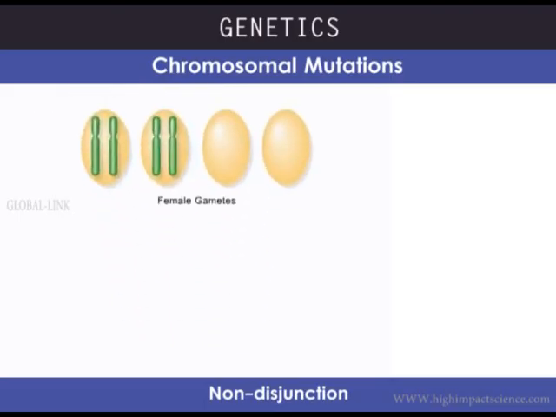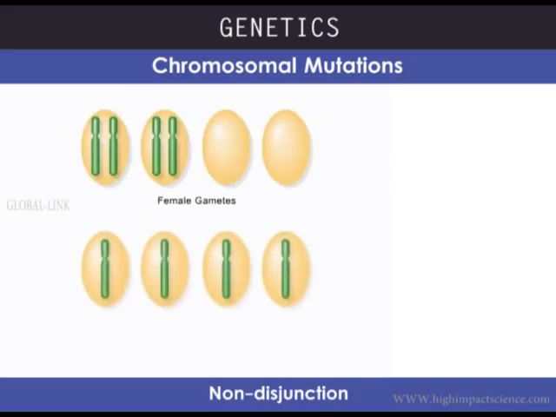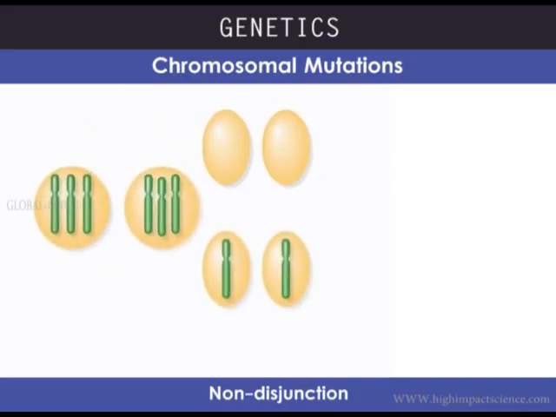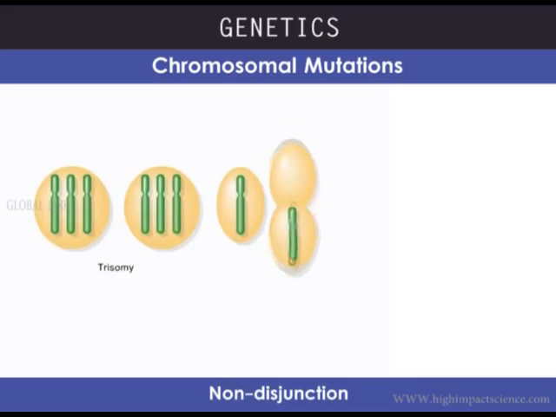Upon fusion with the normal haploid gamete, all the cells produced are abnormal for these chromosomes. Two zygotes will have 3 copies of chromosomes instead of the normal 2. These cells are said to be trisomic, and the condition is called trisomy. The other 2 zygotes will have 1 chromosome. They are said to be monosomic, and the condition is called monosomy.